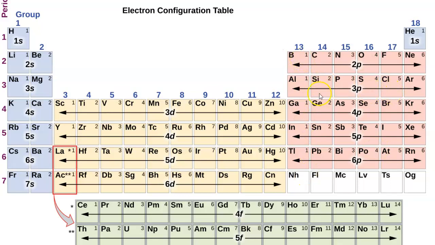How many columns do I have in the P block? I have 6. How many electrons can I fit in a P sublevel? 6. Again, not by coincidence. See how this is all tied together?